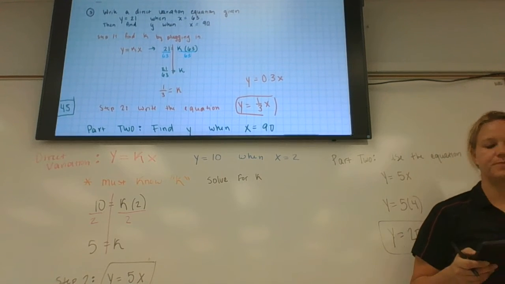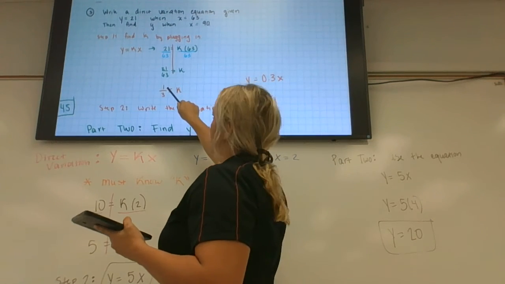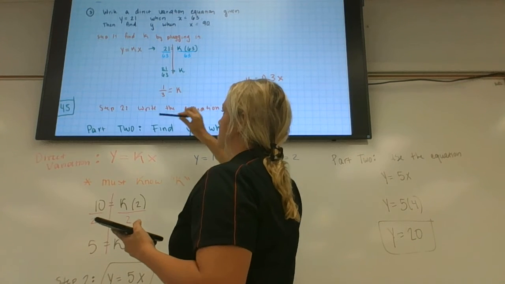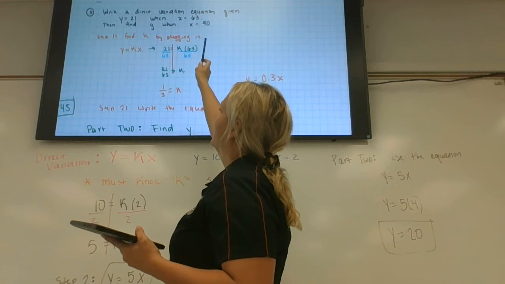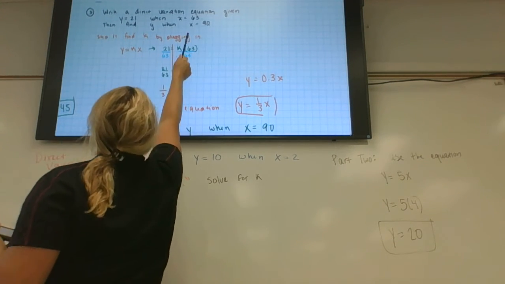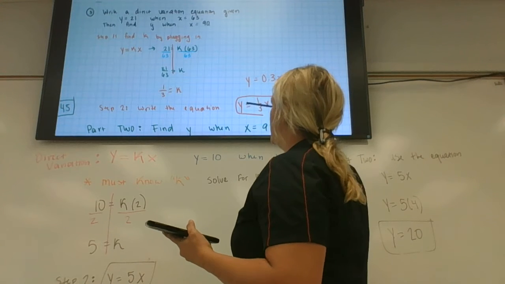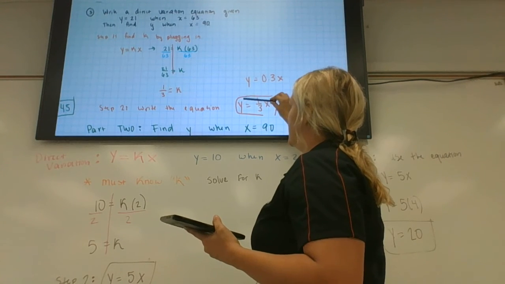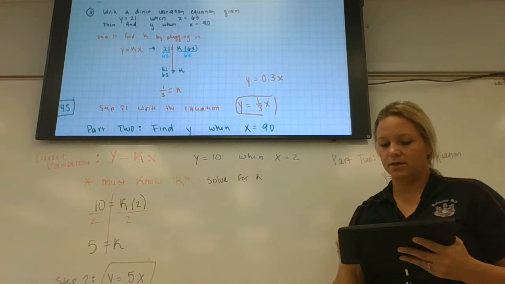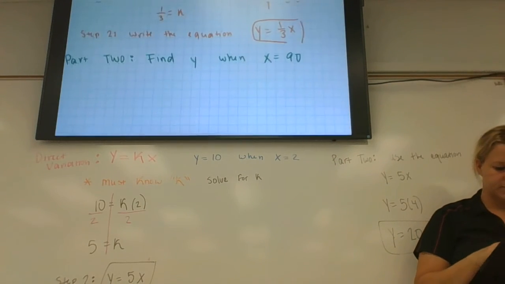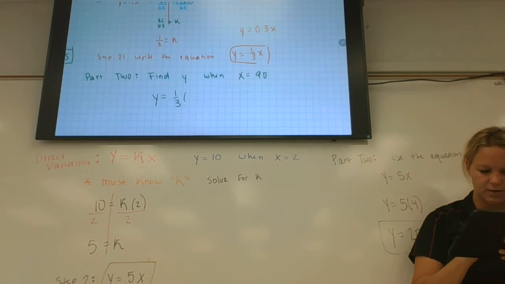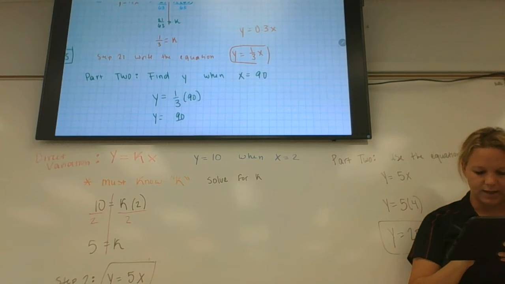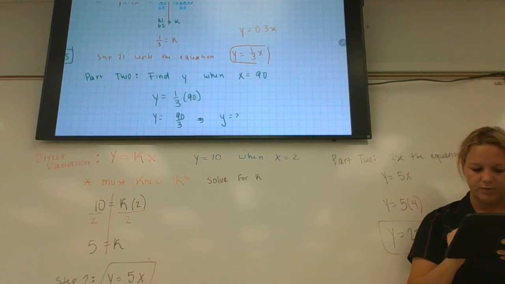This is still the 1/3. I got my equation. This is considered part 2, because the directions say write an equation given, and then it says then find y when x is 90. So my part 2 is to use this equation. So I'm going to take my equation, plug 90 in to find y. All right, 1/3 times 90 would be 90 over 3. Y would be 30.